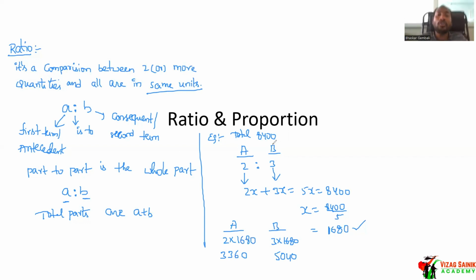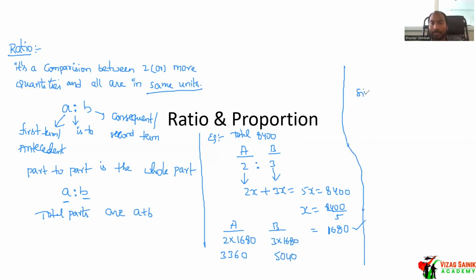So ratio means it's a comparison between the quantities, all in same units, and we take the parts together as the whole. So 2:3 means total 2 plus 3, 5 parts. 3:7 means total 3 plus 7 is 10 parts. If it is 5:9, then 5 plus 9 is 14 parts.